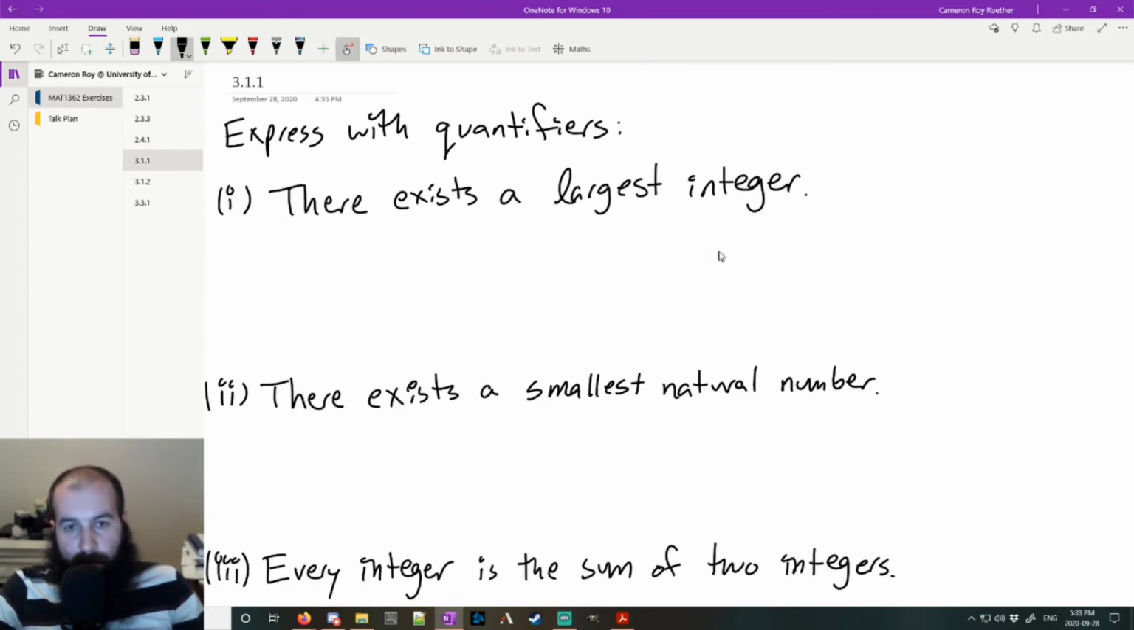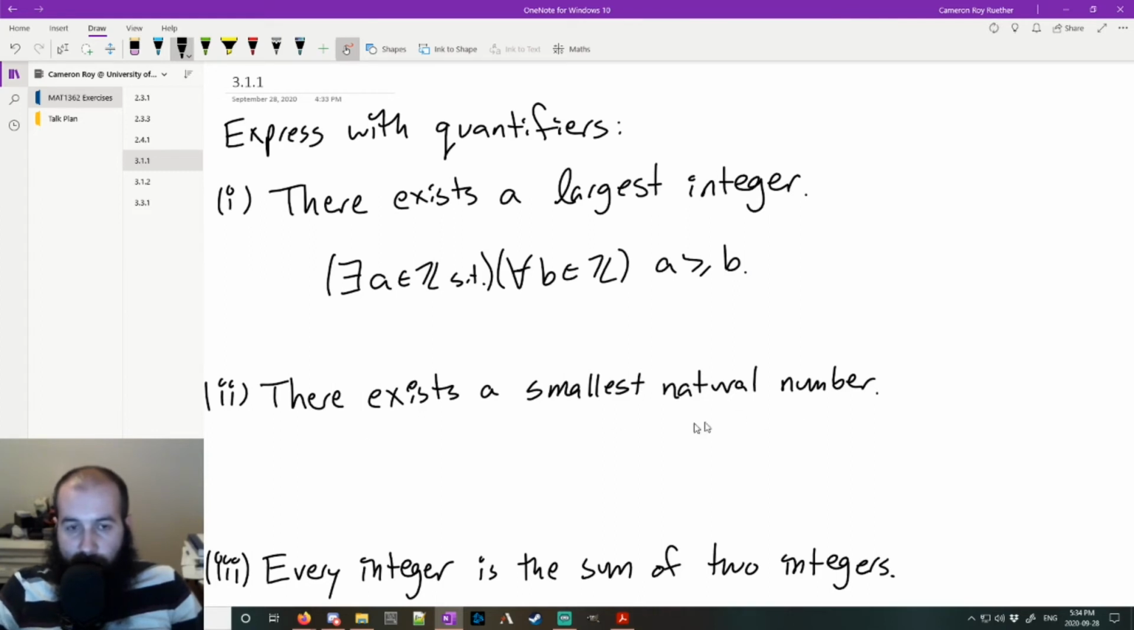3.1.1 gives us 5 statements in English and asks us to express them with quantifiers. So we'll go through them one by one and write out the translation. Number 1 is there exists a largest integer. So this is going to be an existence statement. So we can say there exists an integer a such that, this is the existence statement. Largest is a comparison to all other integers. So for all integers b, a is greater than or equal to b. There exists an integer which is bigger than all other integers. This is the idea of largest.